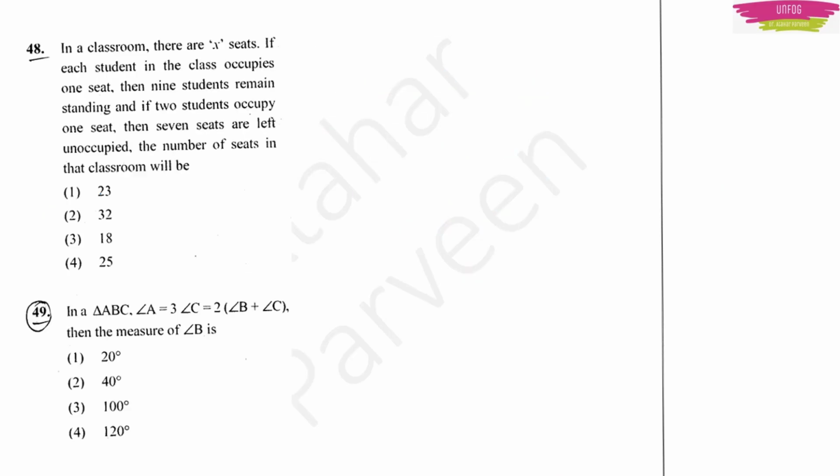Next, question number 48. In a classroom, there are X seats. If each student in the class occupies 1 seat, then 9 students remain standing, and if 2 students occupy 1 seat, then 7 seats are left unoccupied. The number of seats in the classroom will be. See, you need to understand the question very carefully by reading again and again. Then only you can answer this type of problem.